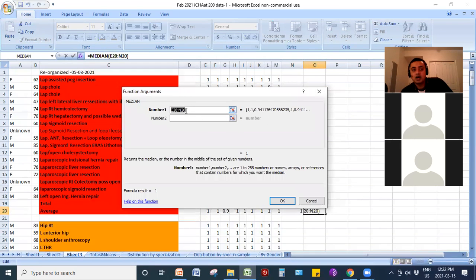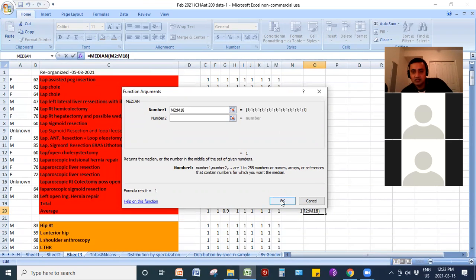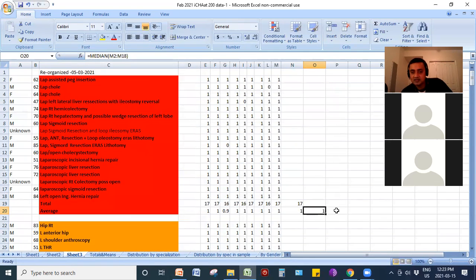So it pops up with this box when I choose median. And I just minimize the box so that I can highlight what I want. I go ahead and highlight this column and just expand that. Yep, so I want the median of those numbers. I say okay, and then it gives me a median of 1. This is the median value.